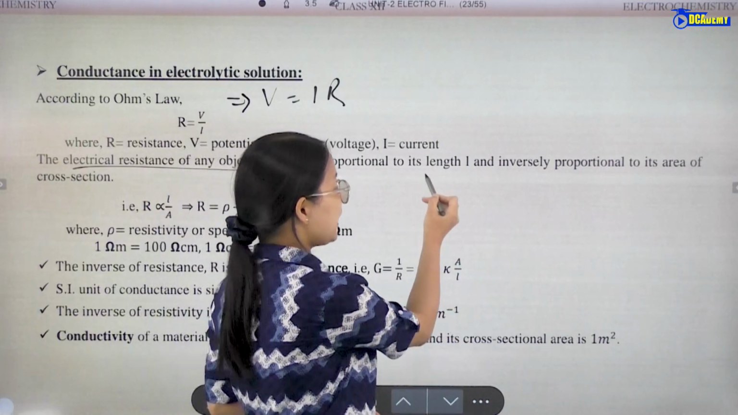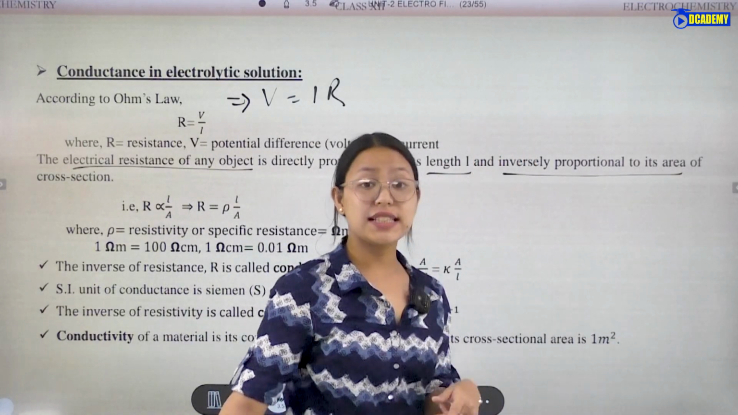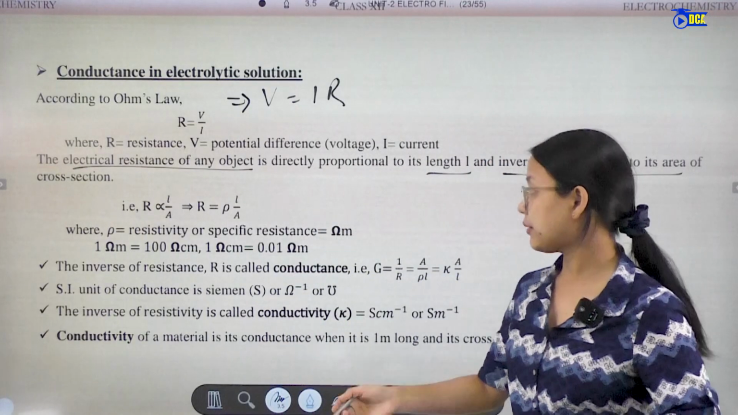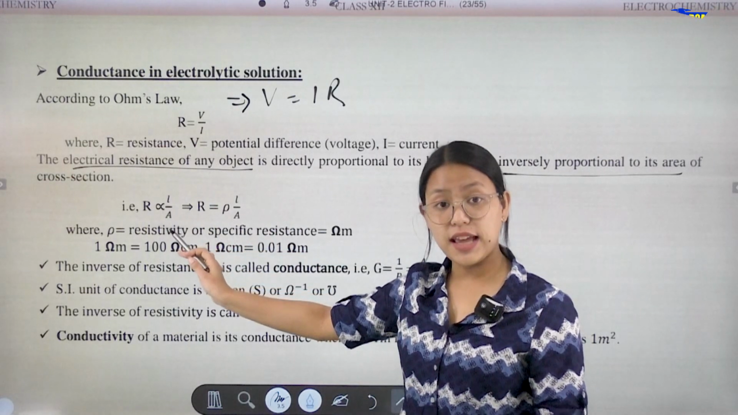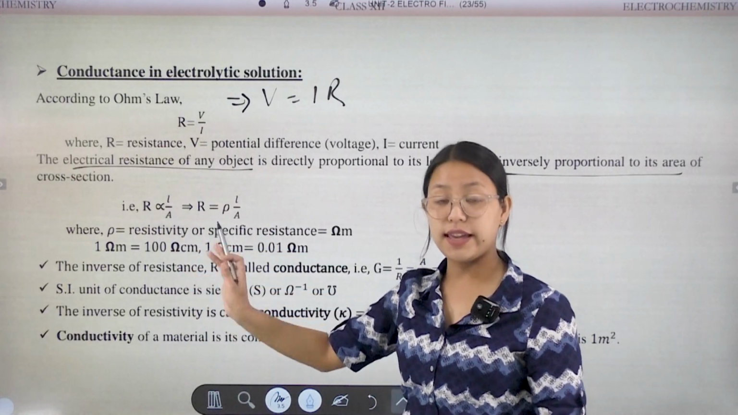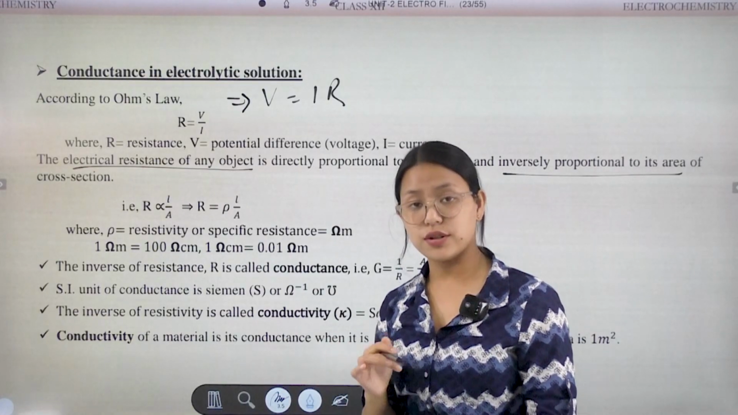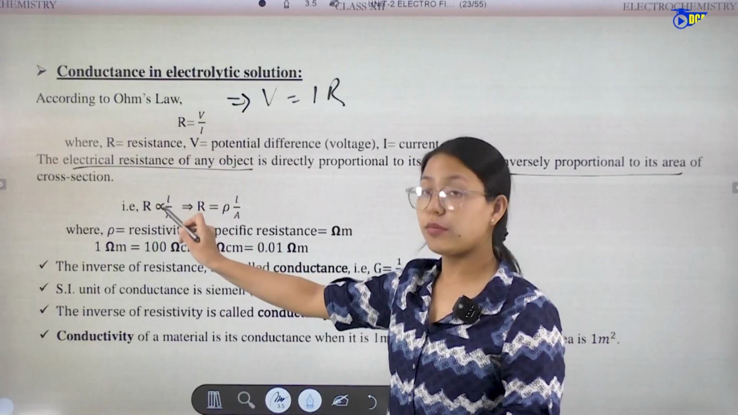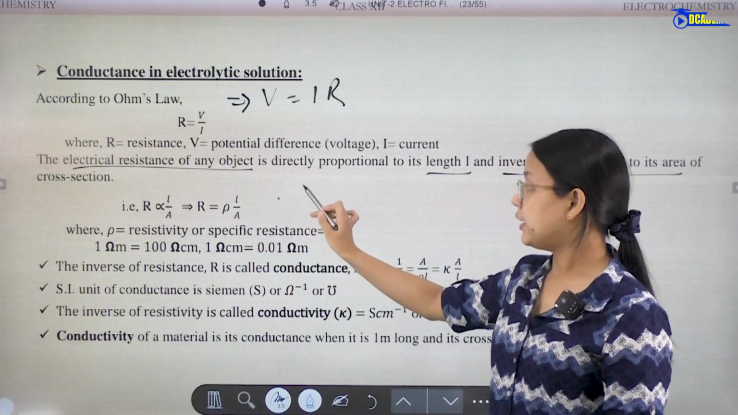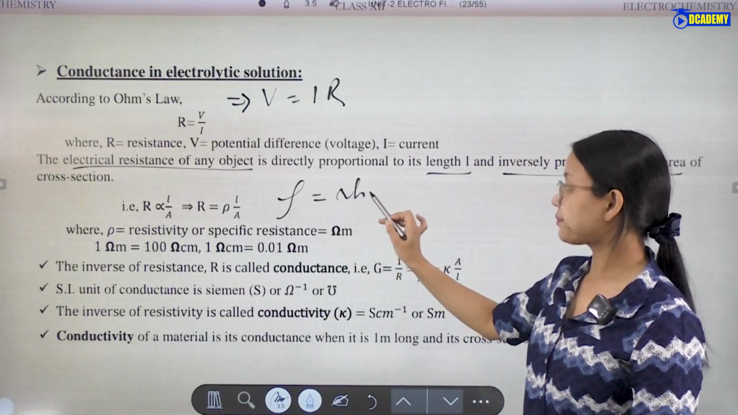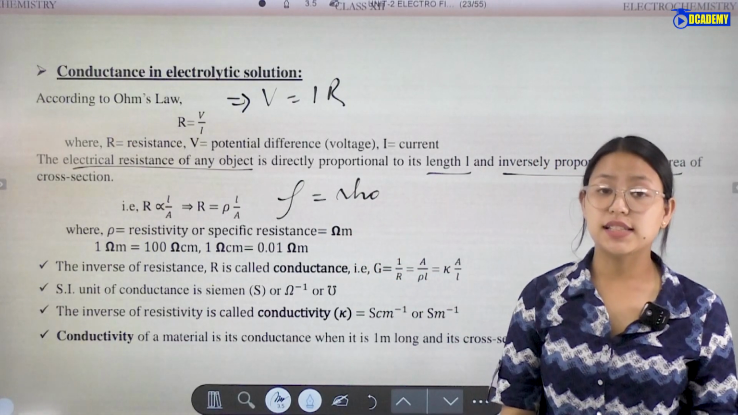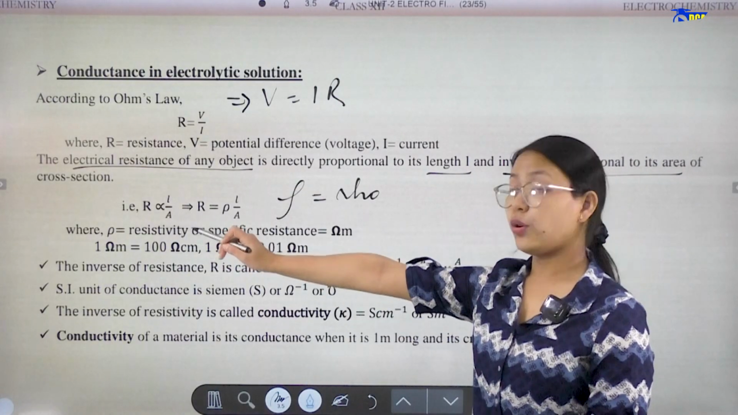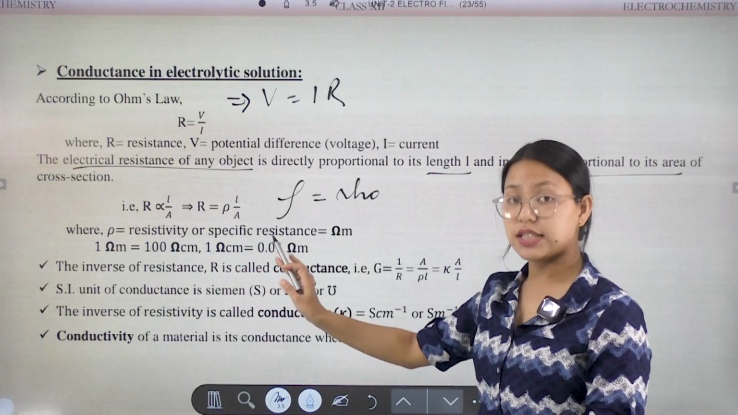Directly proportional to its length and inversely proportional to its area of cross section. That means R is directly proportional to L and inversely proportional to capital A, where A is the area of cross section and L is the length. The proportionality constant is rho. So this rho is the resistivity or the specific resistance.